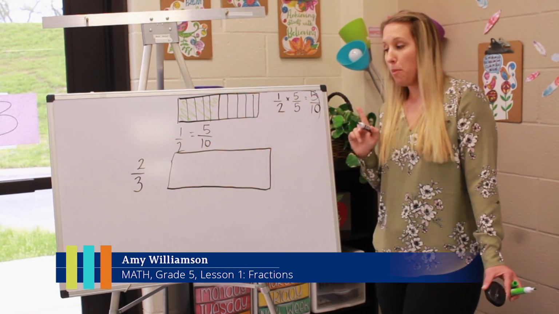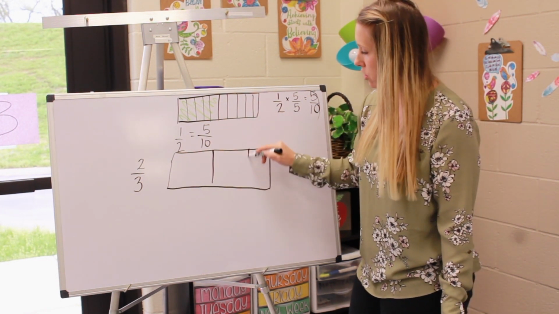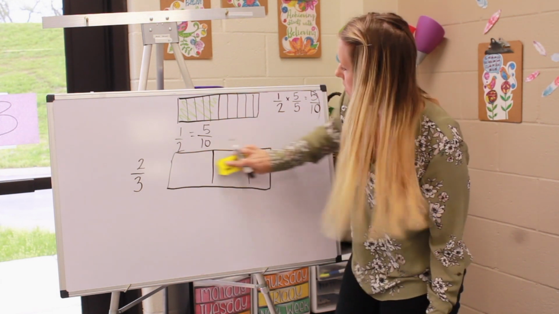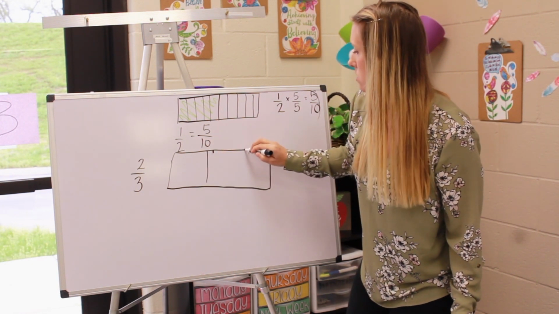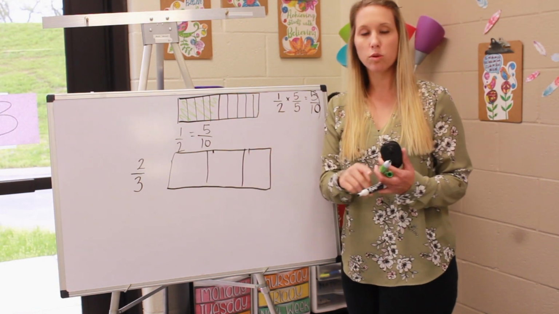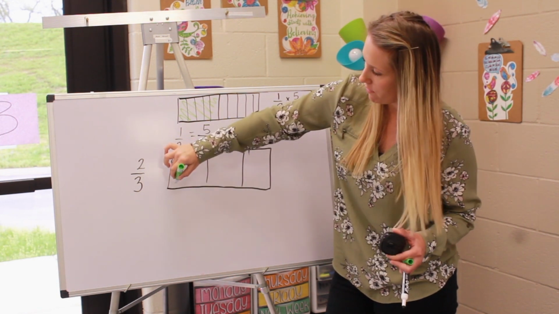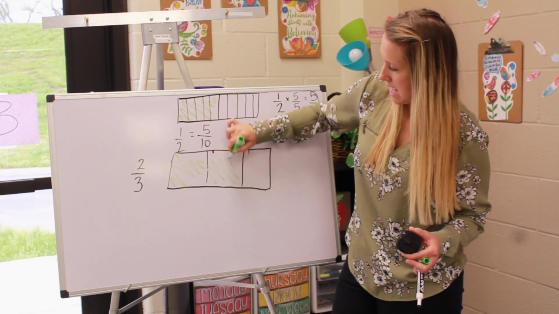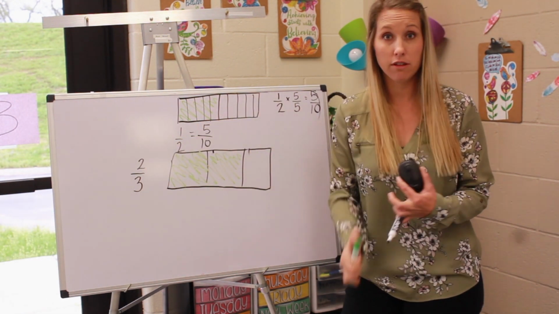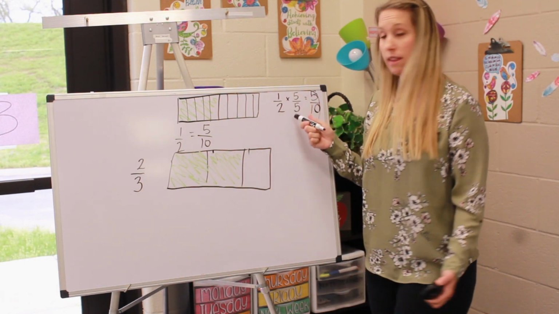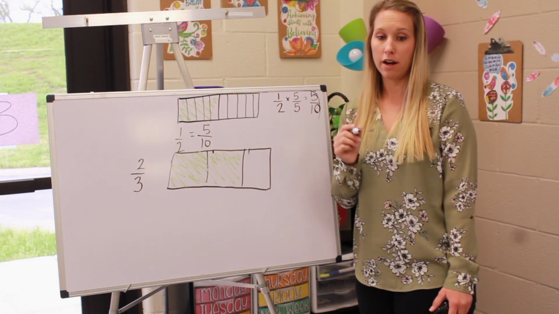How many pieces did you partition your rectangle into? 3. 1, 2, and my pieces are not equal, so I'm going to try that again. 1, 2, 3 pieces. And how many of those would we shade in to represent 2/3? 2 out of the 3. Very good. So remember, we're testing if numbers other than 2 multiplied by the numerator and the denominator create equivalent fractions. This time, we're going to test the number 4.